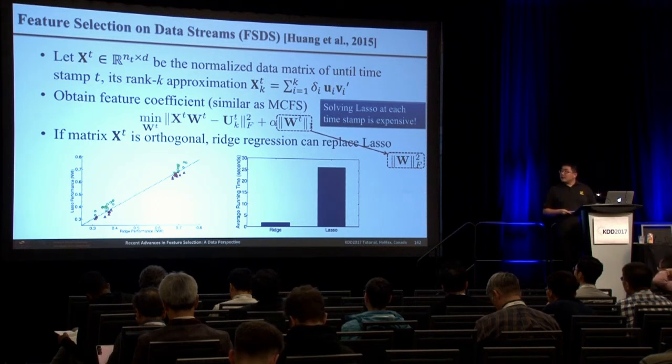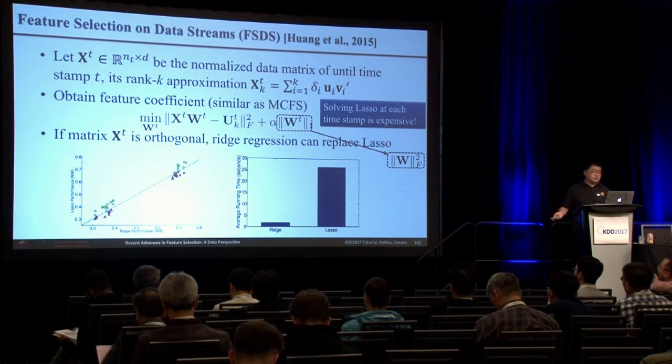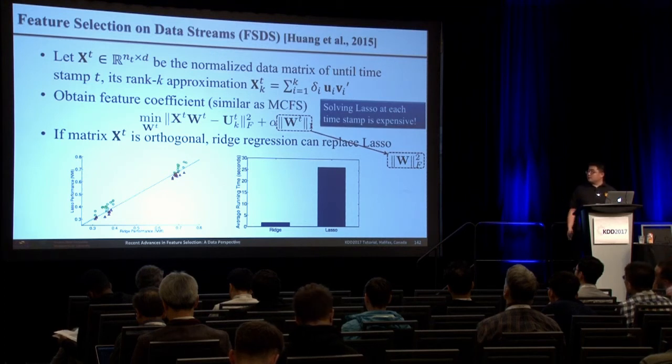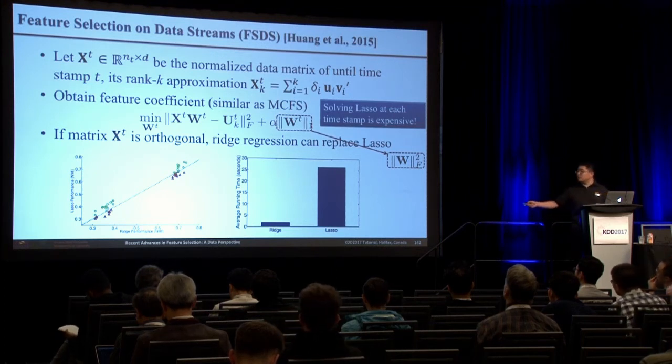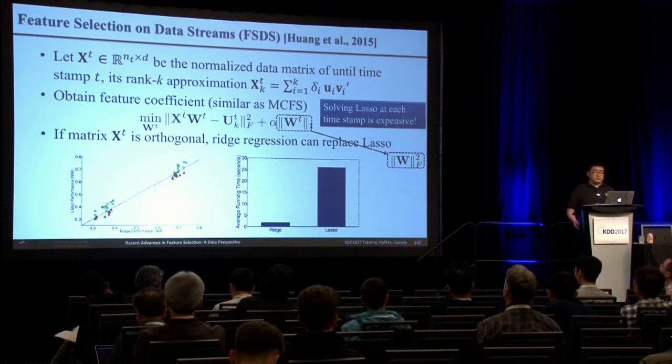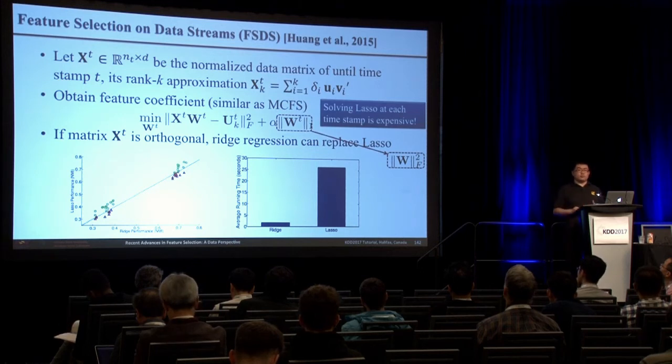So in that paper they have an observation: when the matrix x_t is orthogonal, the ridge regression can replace the lasso. In the next figure, we can see they plot some results of the lasso and the ridge regression. Their observation is that the performance of the ridge regression and lasso are very close to each other. But in the right figure, we can see that the ridge regression is much more efficient than solving the lasso problem. So their target is to find such an orthogonal matrix x_t, such that they can convert the lasso problem to the ridge regression problem.